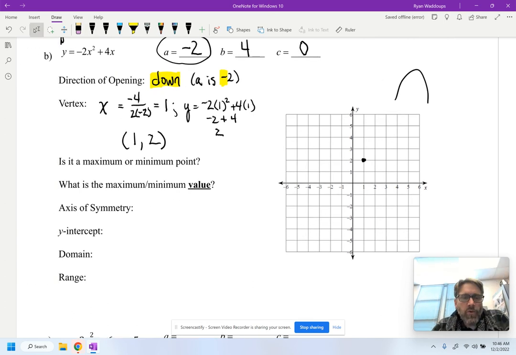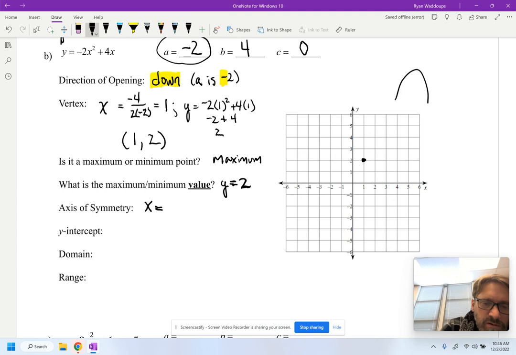Is it a maximum or minimum point? Well, because it opens down, it's going to be a maximum. And what is the maximum value? Well, the maximum value is y equals 2. That's going to be the highest point on the graph. And the axis of symmetry. The axis of symmetry is always x equals the x value of the vertex. x equals 1. The y-intercept.